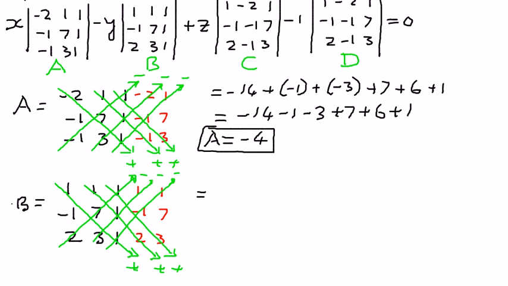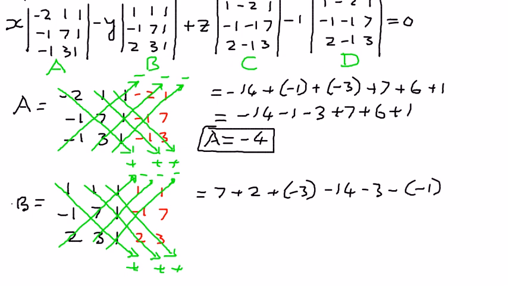1 times 7 times 1 is going to be 7, right? Plus 1 times 1 times 2 is going to be 2. Plus 1 times negative 1 times 3 is negative 3. Then minus 2 times 7 times 1. 2 times 7 is 14, so we get the 14 there. Minus 3 times 1 times 1 is 3, so we get the 3 there.